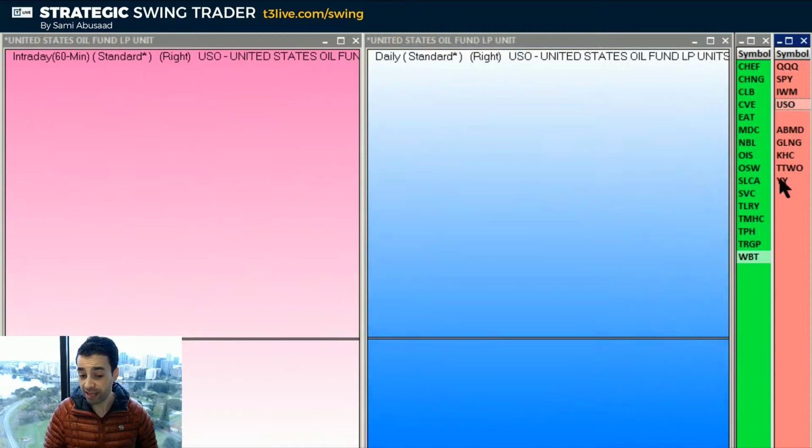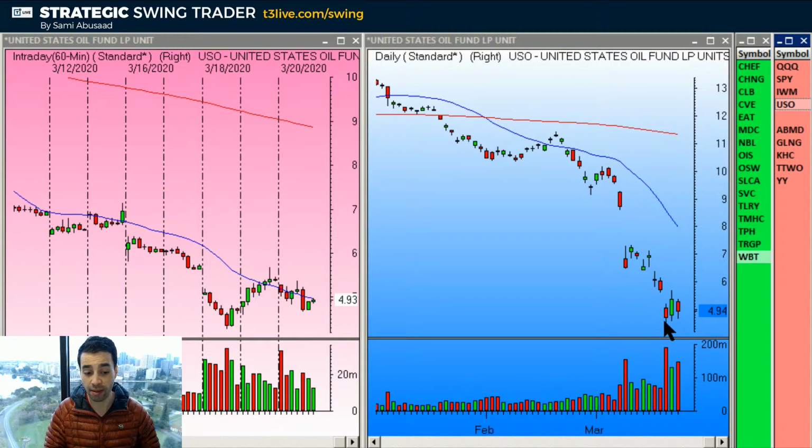So what I wanted to say is, even though USO is down, it's still bearish. It doesn't have a downtrend, it doesn't have a transition on the hourly chart, and it doesn't have multiple red bars in a row.